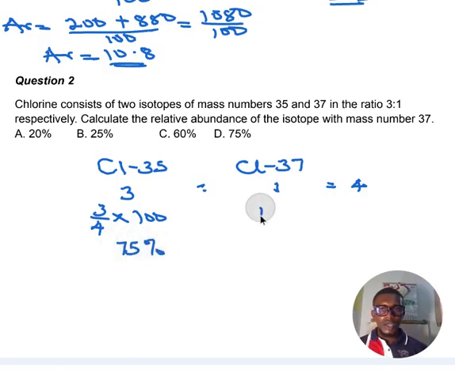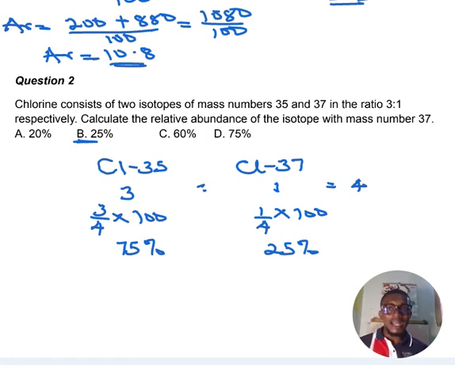For the other one, we have 1/4 times 100 also. That will give us 25%. So for this chlorine 37, the abundance is 25. So this is how we get the abundance. If you decide to use this abundance to calculate the relative atomic mass, although that was not asked, let's see how we can do that.